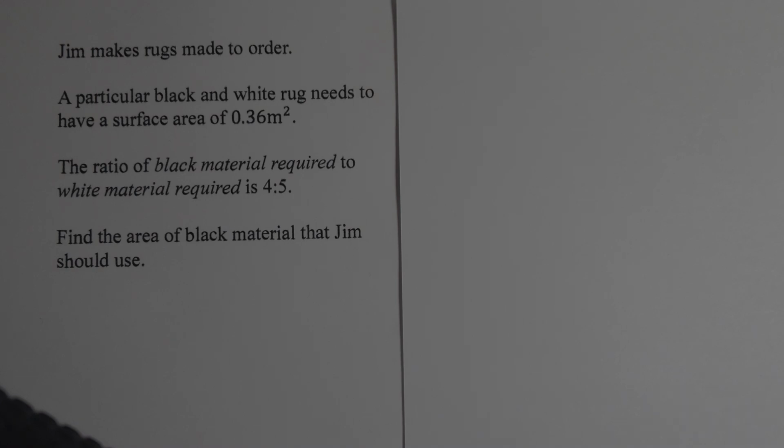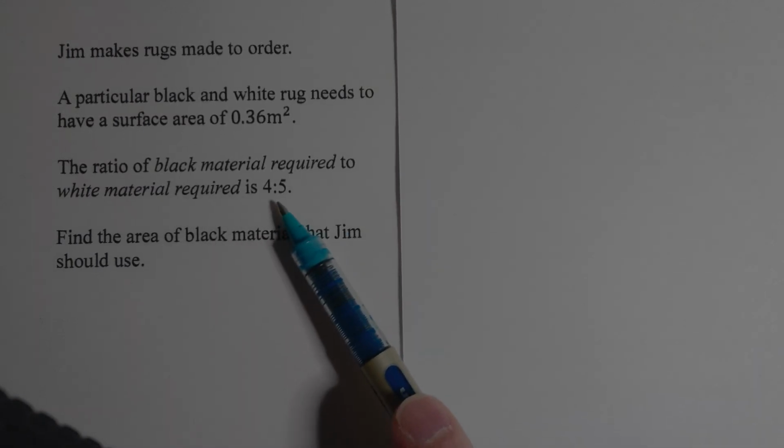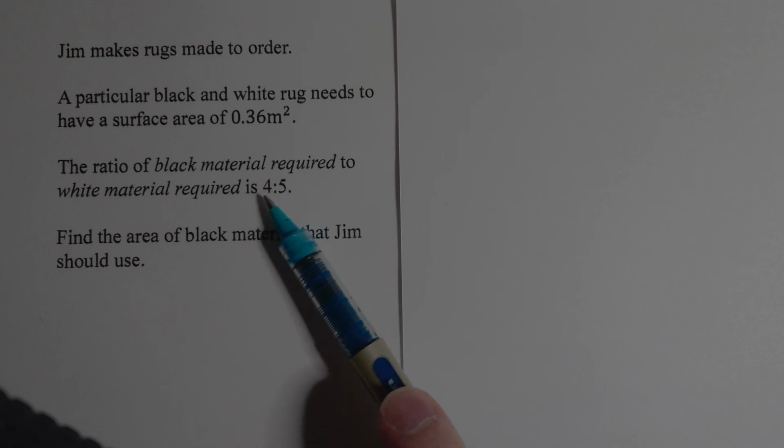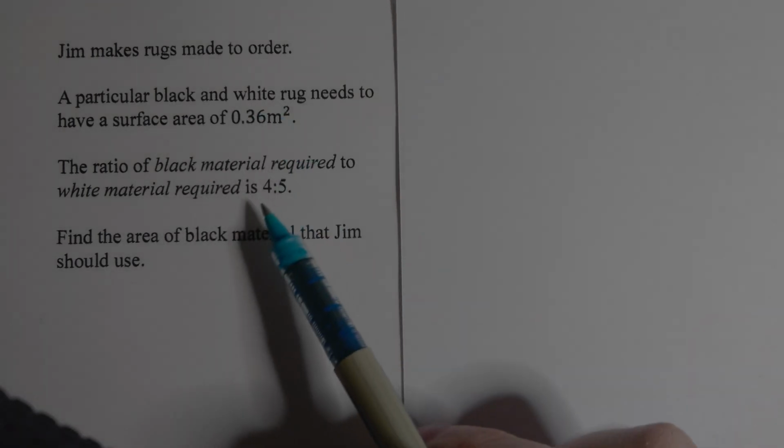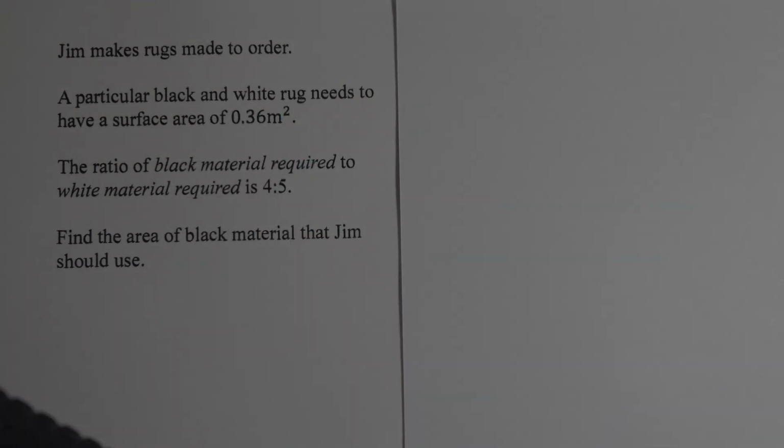So Jim makes rugs to order. A particular black and white rug needs to have a surface area of 0.36 meters squared. So it's not a particularly big rug. Some of it is black and some of it is white. The rug is split into 9 parts. 4 of those 9 parts are black and 5 of those 9 parts are white. And I want to know, of this total, how much of it is black? What is the area of black material that Jim needs for this particular rug?